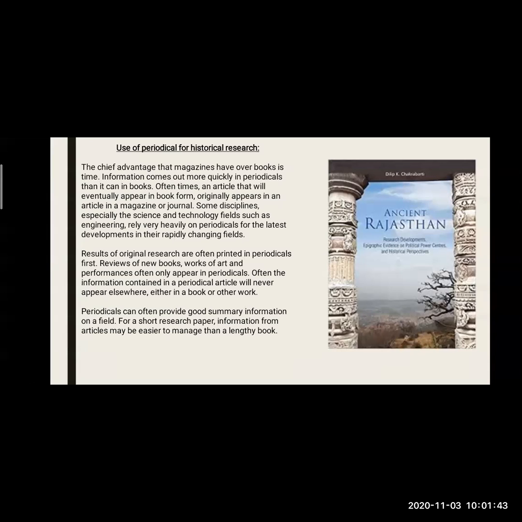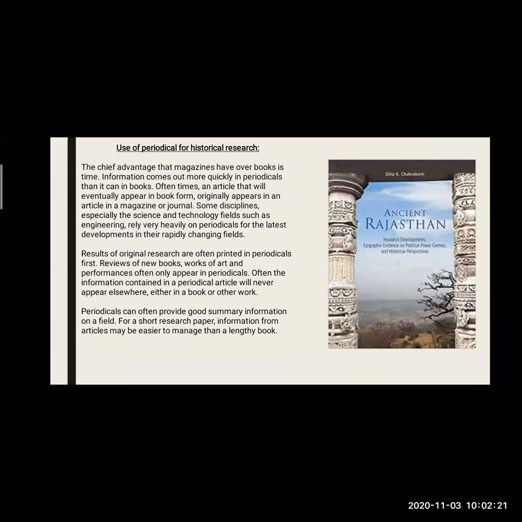Some disciplines, especially science and technology fields, such as engineering, rely heavily on periodicals for the latest developments in their rapidly changing fields. Results of original research are often printed in periodicals first. Reviews, you can say analysis, of new books, works of art, and performances appear in periodicals. Often, the information contained in a periodical article will never appear elsewhere, either in a book or other work.